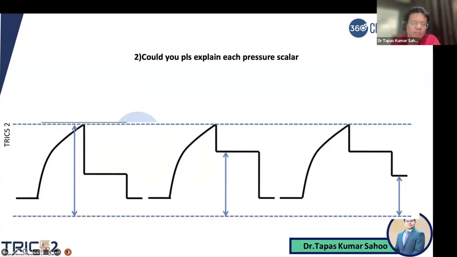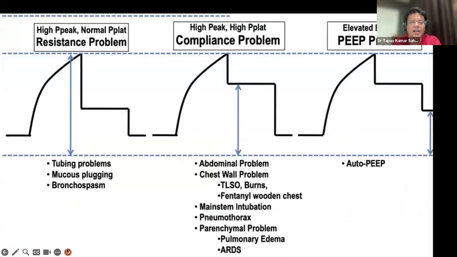I think everybody knows it, but in examination, you should be very clear so that the answer should come immediately, within 5 to 10 seconds from you. Now, how you are going to differentiate between these three types of pressure scalar, and I know you all will be very clear.